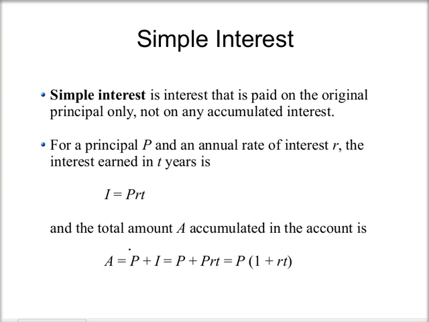So to get the total amount accumulated in the account, I'm going to add the principal to the interest. So the total amount, A, will be P plus I, which is equal to P plus P times R times T. And then if we pull the P out of both of those terms, this is equal to P times (1 plus RT). So this is the formula we're going to use to find out the amount of money we have in an account after a certain period of time.